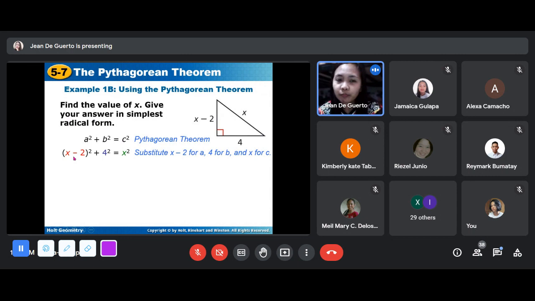Your equation should be x minus 2 raised to 2 plus 4 squared is equal to x squared. So, simplify na.